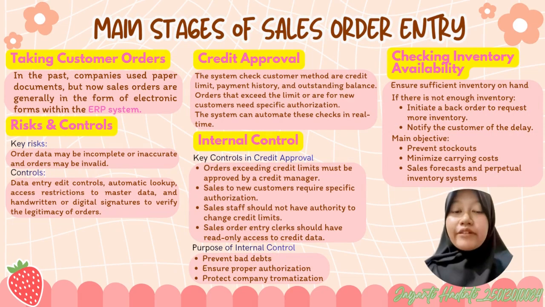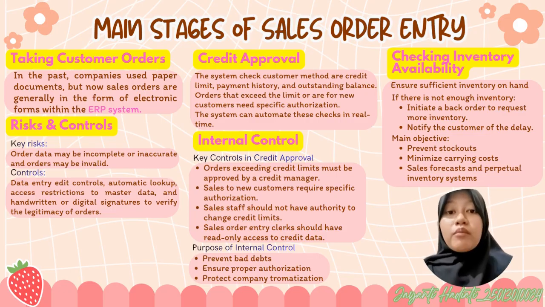Okay guys, for this slide, I will explain the main stages of sales order entry, which is an important part of the revenue cycle. The first step is taking customers' orders. In the past, many companies used paper to record the orders from the customers. But today, most companies use electronic forms in an ERP system. At this stage, the system records important data such as item number, price, terms of sales, and the quantity of the customer's order. This step is important because it changes the customer request into a formal sales order. If there is a mistake here, it can affect the next steps like shipping and billing.